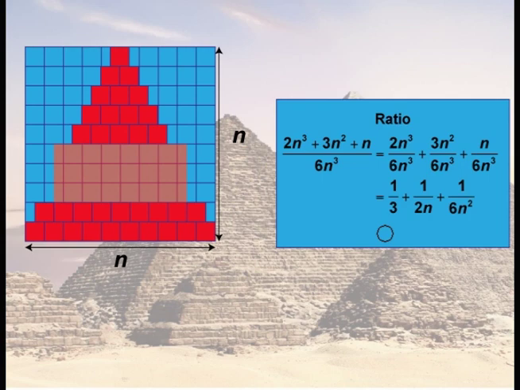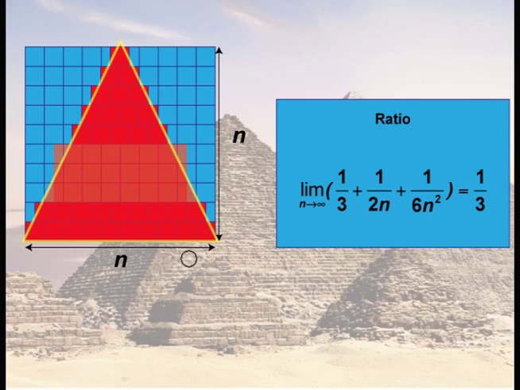Now, what happens as the value of n increases? That means that our pyramid goes from a jagged stairstep to a smooth pyramid. And this happens as n approaches an infinitely large value. But as n approaches infinity, what happens to these terms? They get infinitely small as they approach 0. This means that as n approaches infinity, the ratio of the volume of the pyramid to the volume of the cube is the 1/3 term we saw earlier.